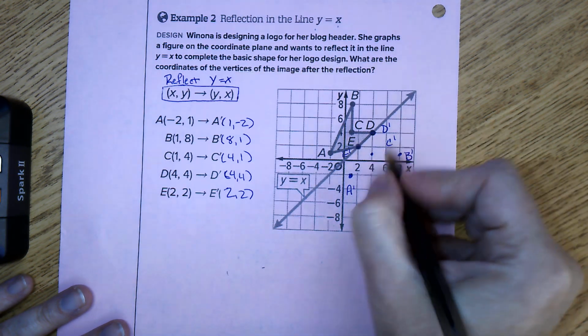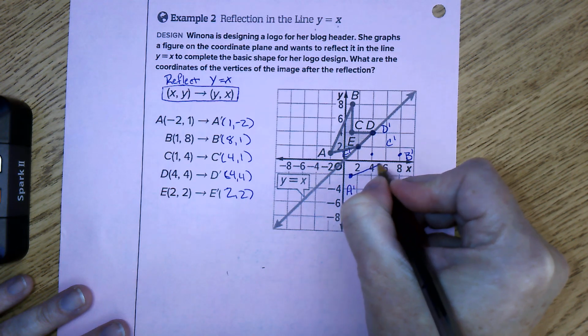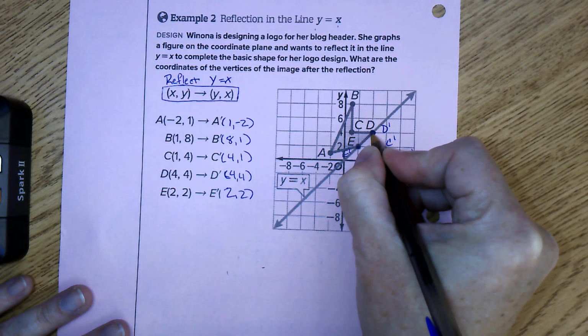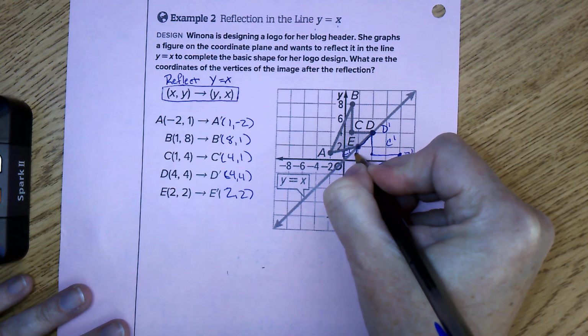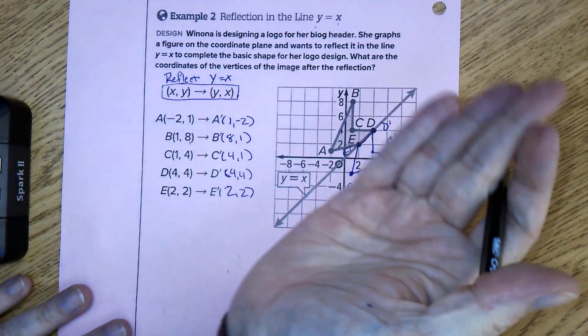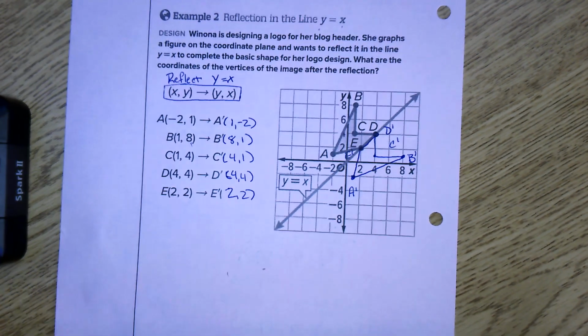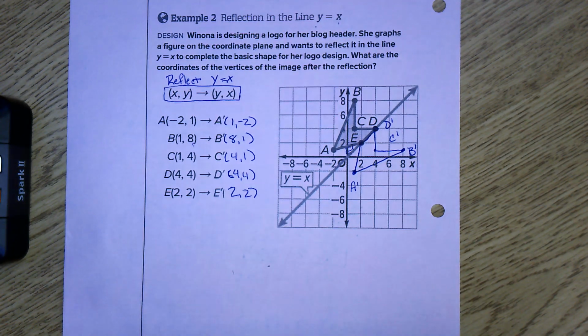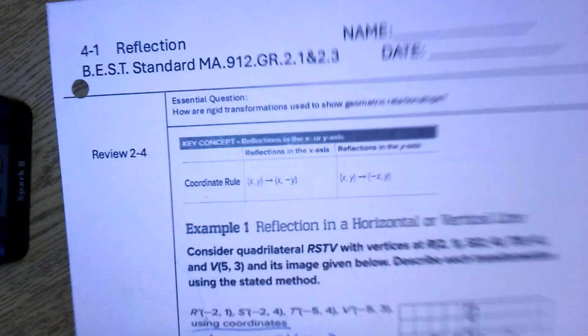Now that I have my dots, I can play connect the dots. A prime to B prime, to C prime, to D prime, to E prime, and back to A prime. Now it's reflected over where y equals x. We just followed our rule. It's very rules based.